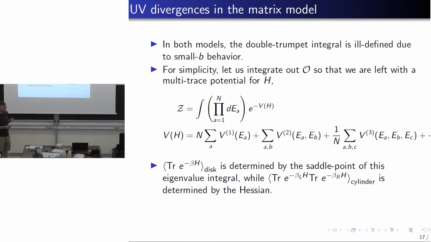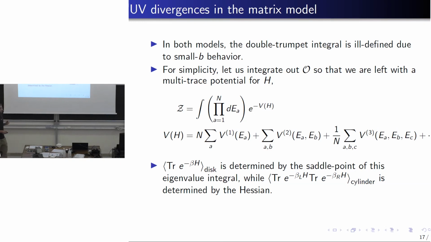Also, doing this calculation is a little easier if we take the conventional 't Hooft scaling, where the single trace term comes with a factor of n, the double trace term has no factors of n, the triple trace term is 1 over n, and so on. So you might already know that the disk density of states is determined by the saddle point of this eigenvalue integral. On the other hand, the cylinder answer is determined by the Hessian evaluated at the saddle point.